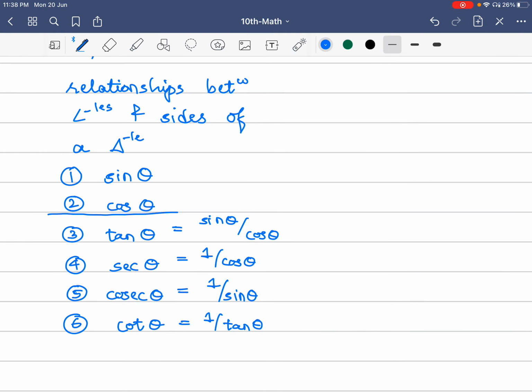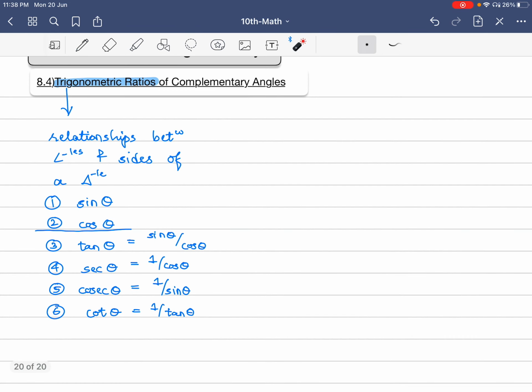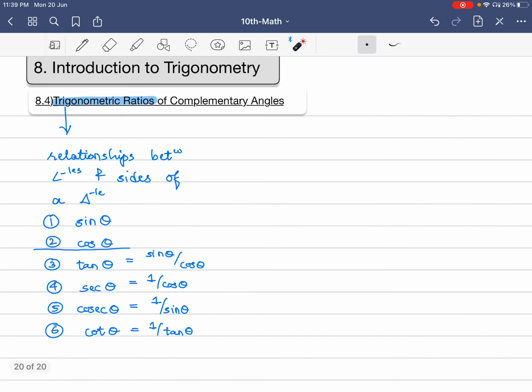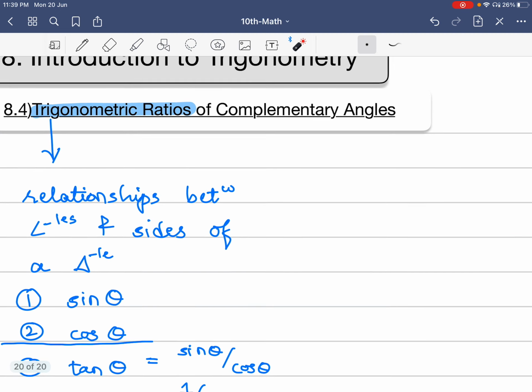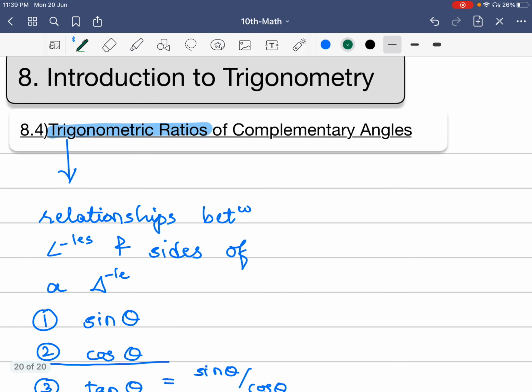Once again, trigonometric ratios are relationships between angles and sides of a triangle, and we have seen 6 trigonometric ratios so far. Now in this video we want to discuss trigonometric ratios of complementary angles. But what exactly are complementary angles?